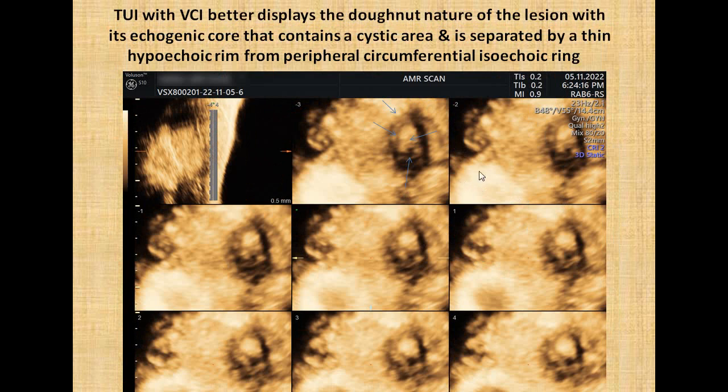On analyzing the mass with TUI multiplanar imaging and VCI, you will notice that the mass actually contains a central echogenic core that contains a small cystic area and is separated by a thin hypoechoic rim from a peripheral isoechoic ring-like structure.